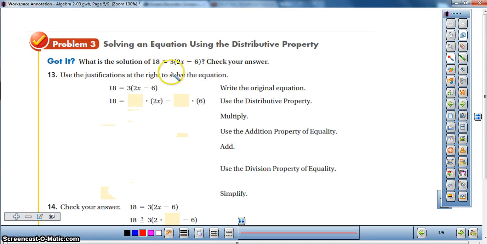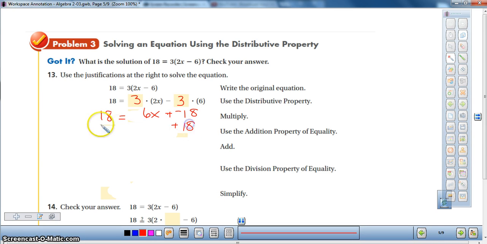Here we have a couple of choices. You can use the distributive property first. If we're distributing, we'd have 3 times both of these. So 18 is equal to 6x. I'm going to go with plus a negative 18. You could leave it as a minus. We then have to do the opposite. Our addition property of equality lets me add 18 to both sides of the equal sign. We now have 36 is equal to 6x.